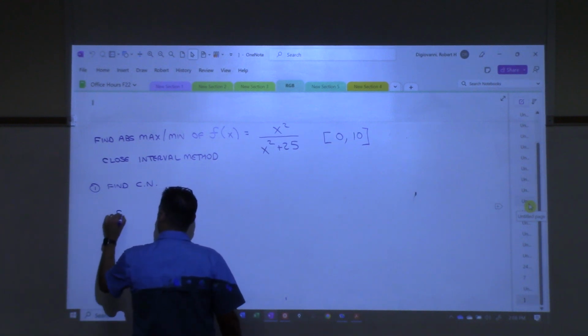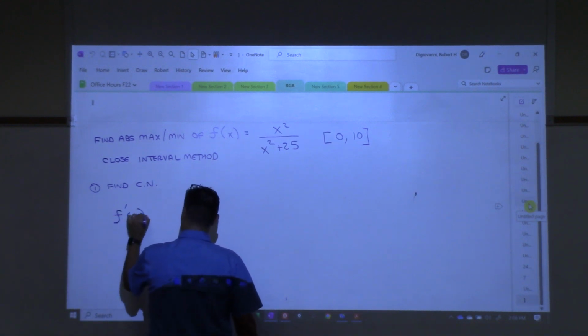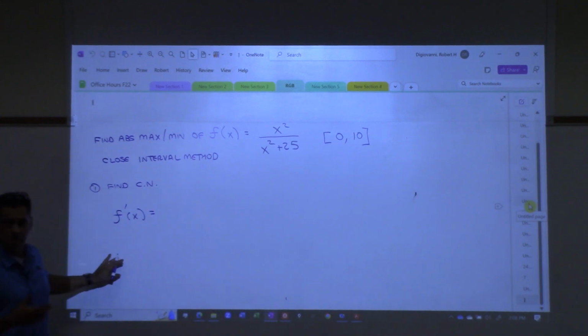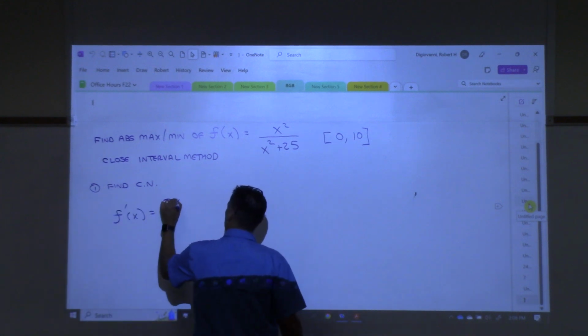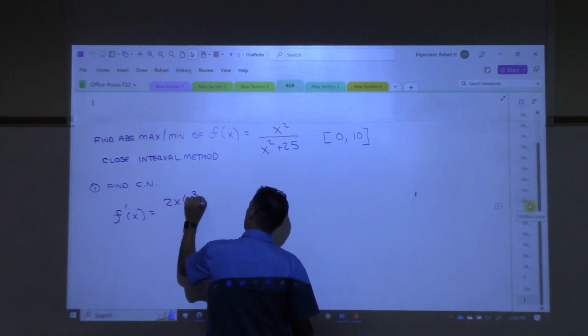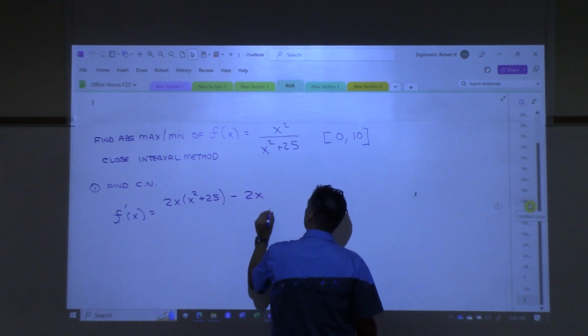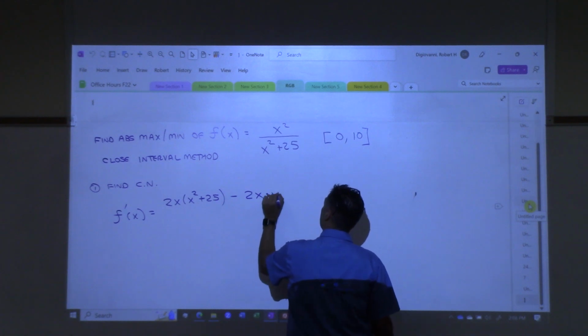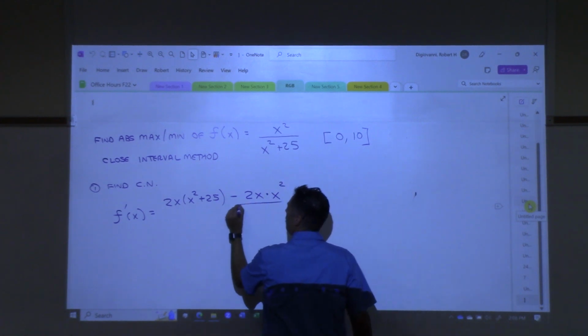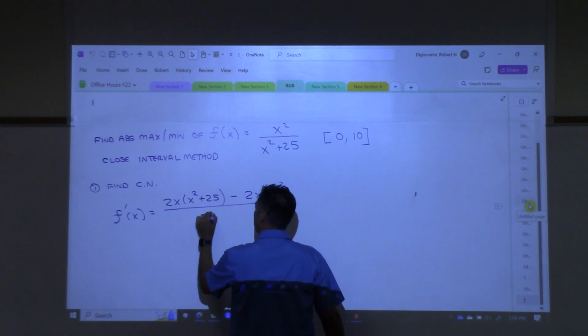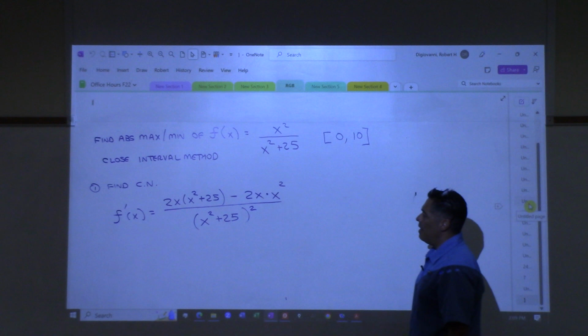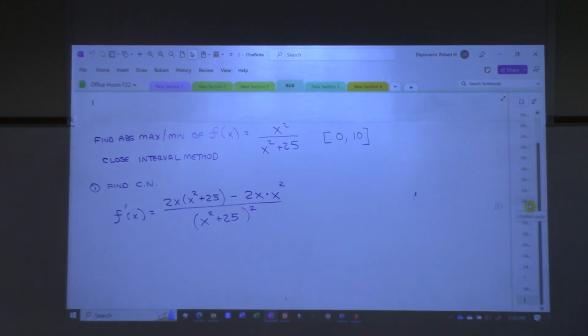All right, here we go. Find the derivative. Let's go through this derivative. This is just a quotient rule, right? Derivative of the top times the bottom in parentheses, minus derivative of the bottom, which is 2x as well, times the top, x squared, all over x squared plus 25, that quantity squared. That was a quotient rule.